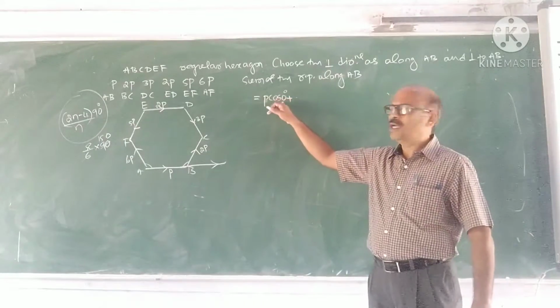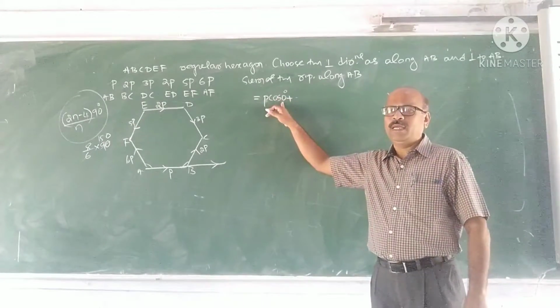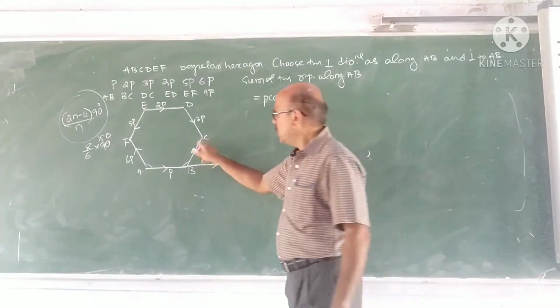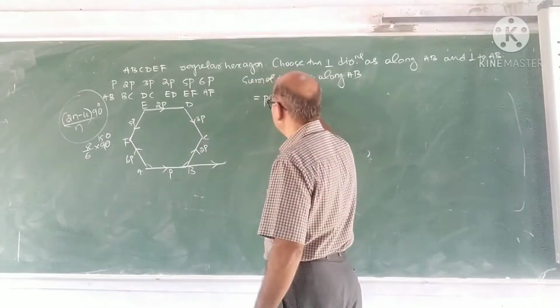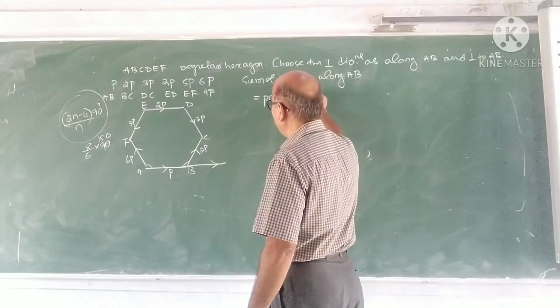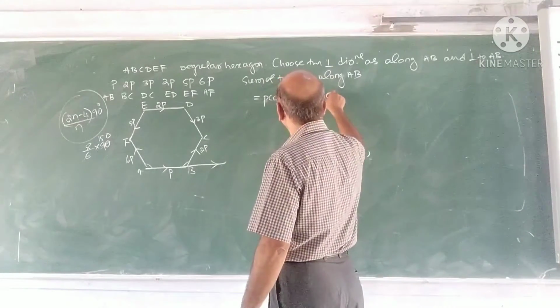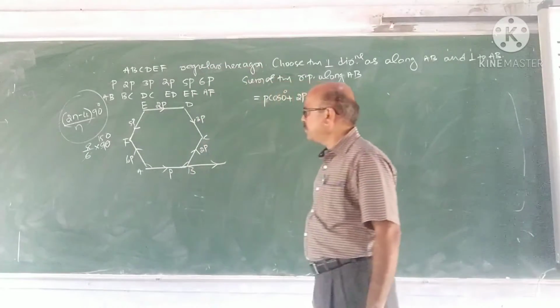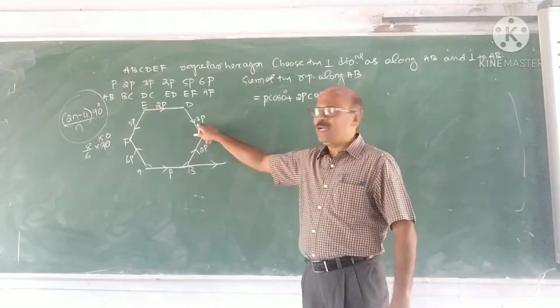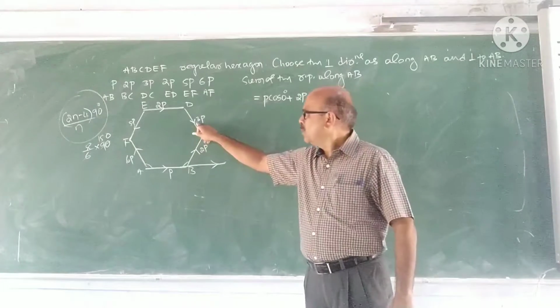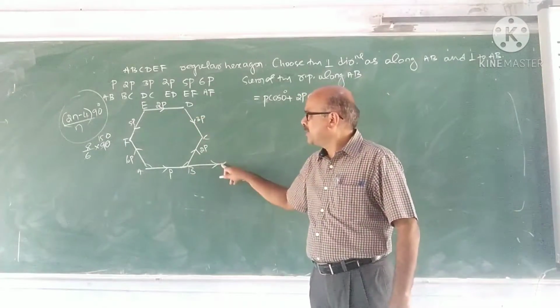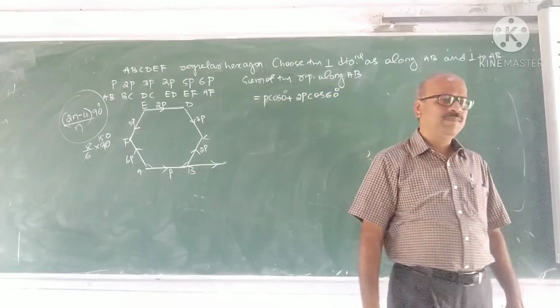Along AB means the cos of the angle made by the line of action of the force. P cos 0. What is the angle made by 2P? 2P cos 60 degrees. What is the angle made by 3P? We take minus 3P, and the angle made by minus 3P is 120 degrees.